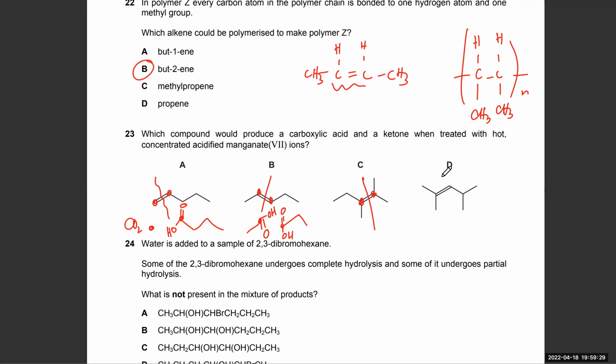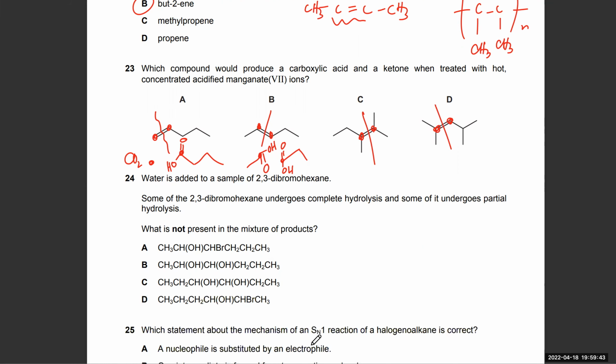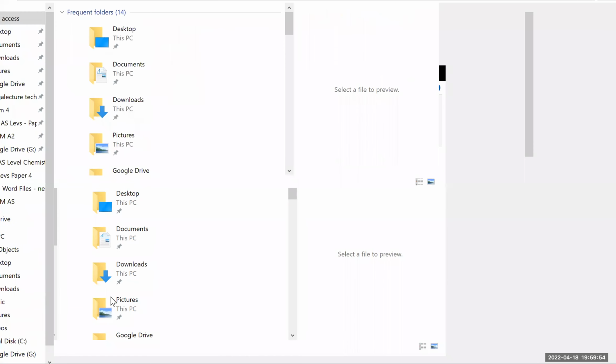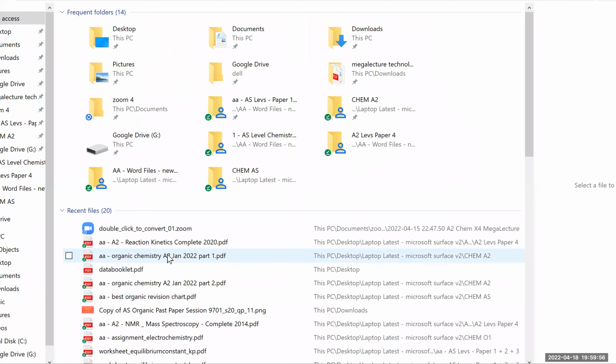So the last one is then the correct one, because you break this up into two pieces. This one has one carbon chain, so that turns into carboxylic acid. This one has two carbon chains, so that turns into a ketone. So D is the correct answer. And let me open the. So D.